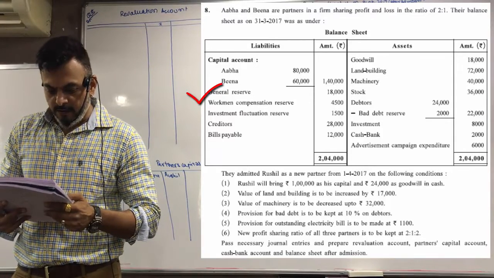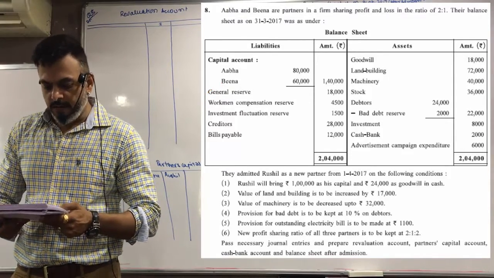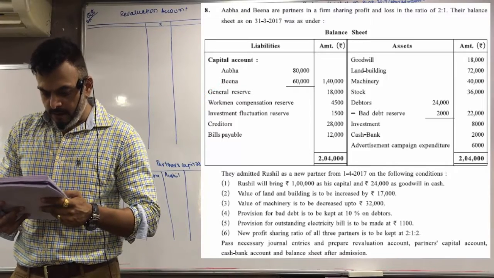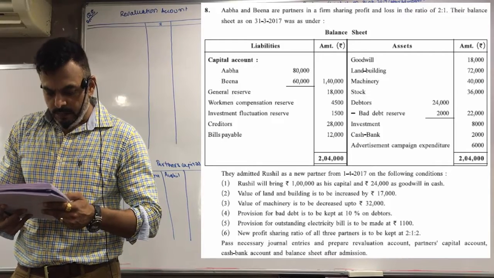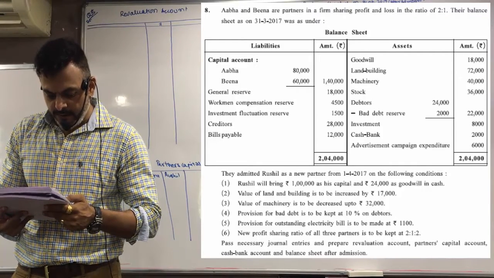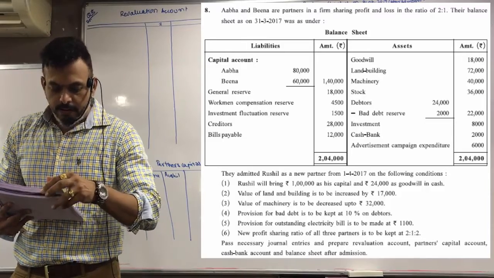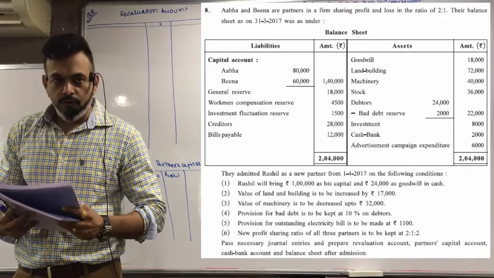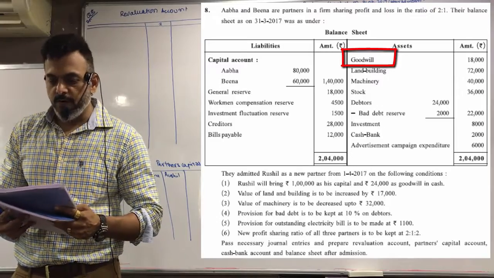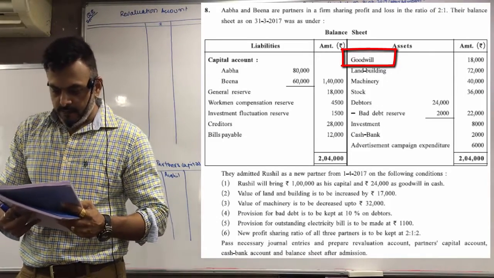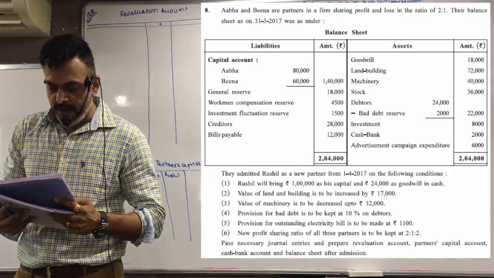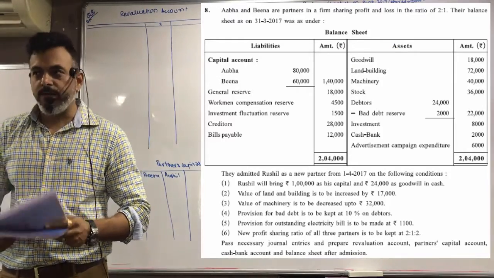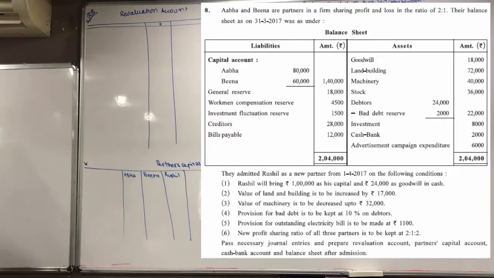Workmen compensation reserve, distributed between partners. Investment fluctuation reserve, distribute between partners. Then creditors, bills payable, goodwill. We have old goodwill which will be distributed between partners. Land and building, machinery, stock, debtors, BDR, investment, cash bank, advertisement campaign expense. Again distributed between partners, like the 2:1.